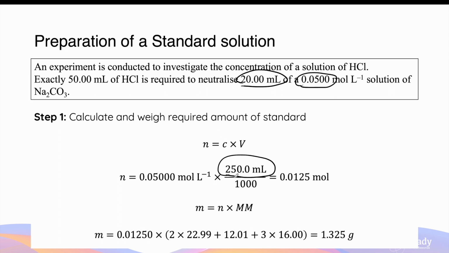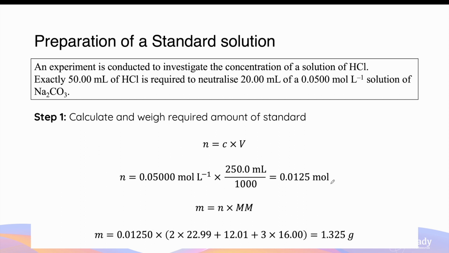For the sake of simplicity, let's just say in this titration, we are preparing 250 ml of a 0.05 mol per liter solution of sodium carbonate. So first, we want to calculate how many moles of sodium carbonate we actually need in the solution. We can multiply the concentration by the volume, which is 250 ml. This gives you 0.0125 moles.